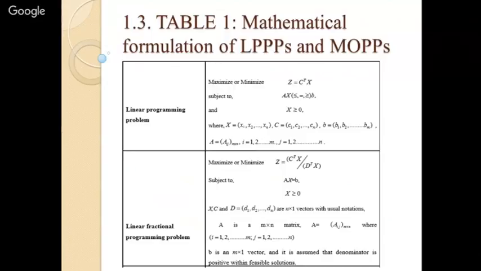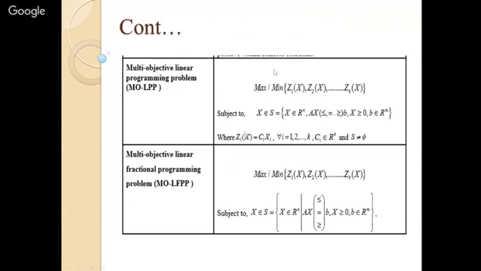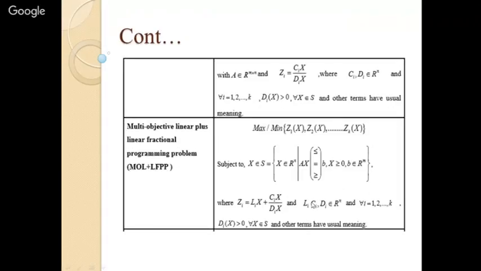We start from LPP, then linear fractional. So we have clubbed this problem in tabular form. This is linear fractional programming, as we already discussed about this. And this is multi-objective linear programming. This is multi-objective linear fractional, where objective functions are in linear fractional form, this form.